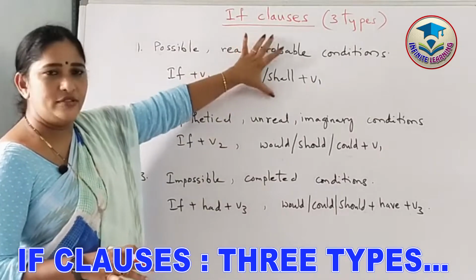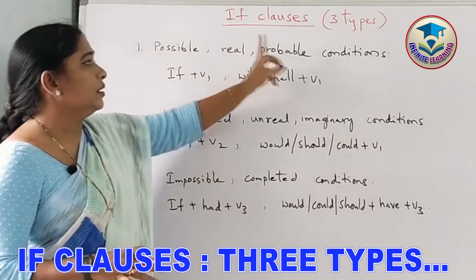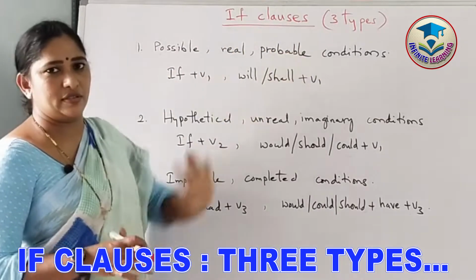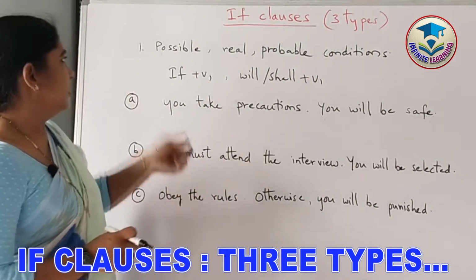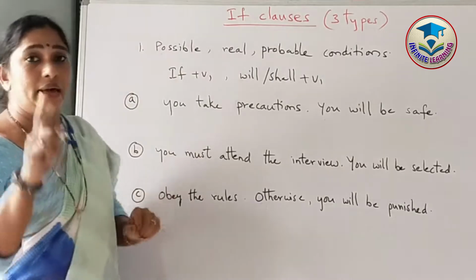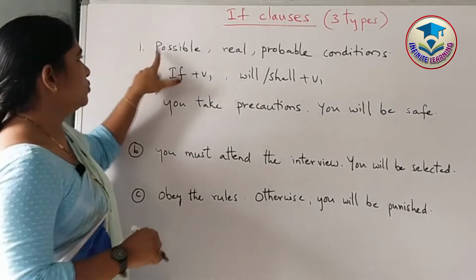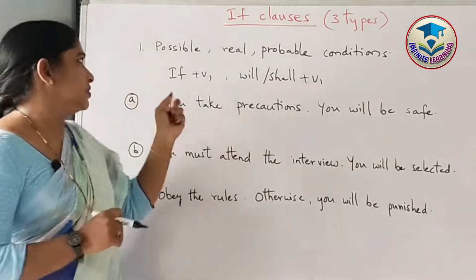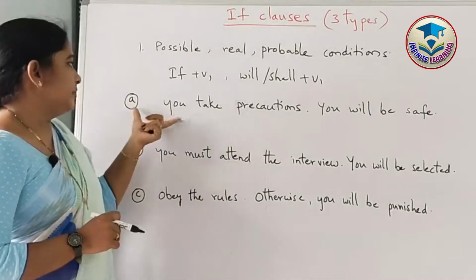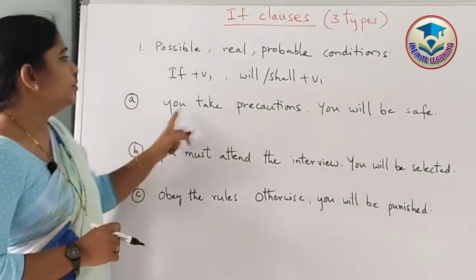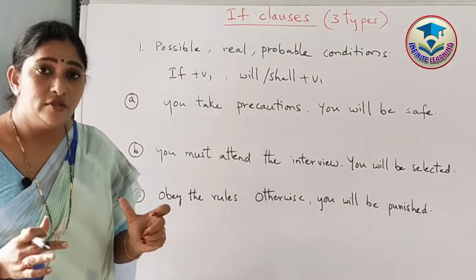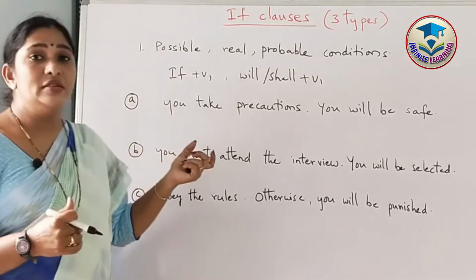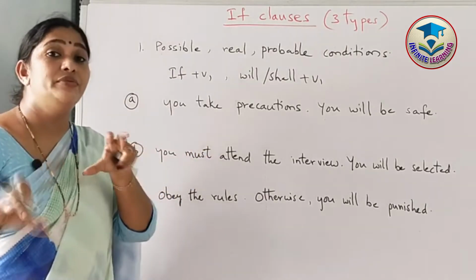Let us see the first one: possible, real, probable conditions, if clauses. Now you observe these three sentences. We are in type 1, that is, possible, real and probable conditions. If you see the first sentence here: you take precautions, you will be safe. What is a clause? A clause is a group of words which has a subject and verb.